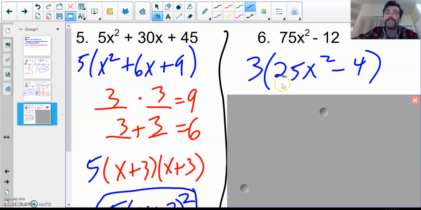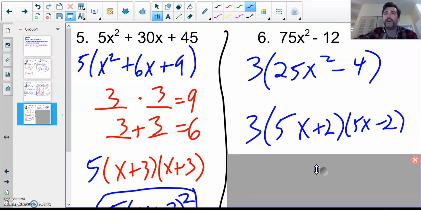It was about what happens when I see two terms like this, a binomial, and I notice that both of these are perfect squares, and we're subtracting. Well, I know what the square root of 25 is. I know what the square root of 4 is. So you should have gotten this.